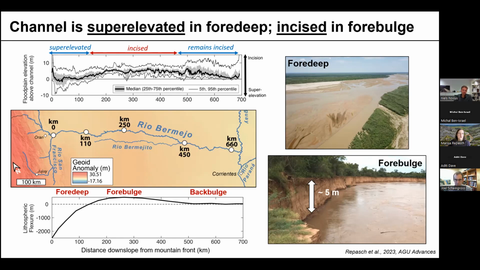And so we see these trends moving downslope from the mountain front, from the river being super elevated above the floodplain to overall incised up to 5 to 10 meters into the floodplain. And then as we move out of the forebulge, the river seems to remain incised, moving downstream. And that's likely because we don't have any real changes in subsidence or uplift in that area. And this photo on the bottom right of this slide shows an example of where the river is incised in the area of the forebulge uplift.